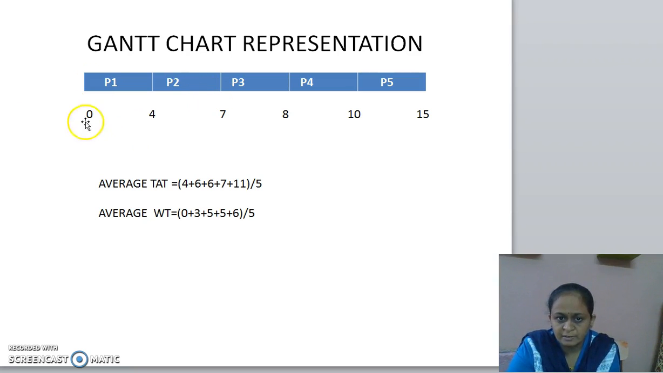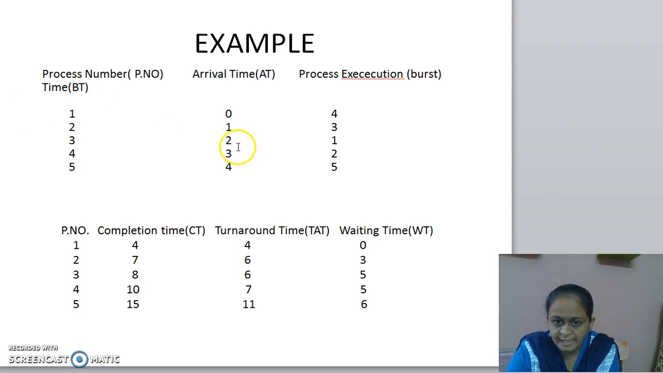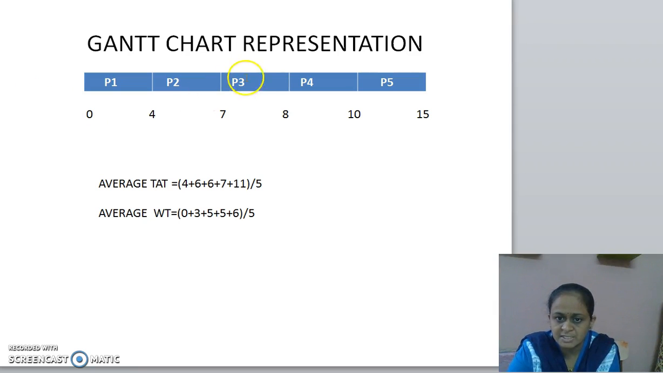So after finishing P1, P2 will execute. The execution time required for P2 is 3 time slots, so from 4 it will start and complete at time slot 7. Now we are going to choose P3, which has arrived at time slot 2 and requires an execution time of 1. So P3 will start executing at time slot 7 and get over by time slot 8.